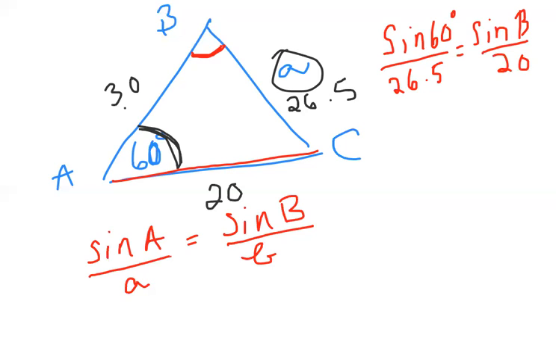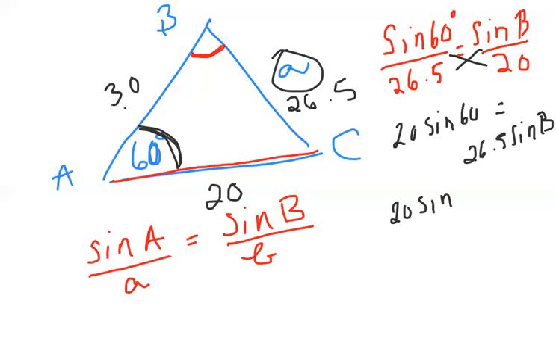Next, this is a proportion. To solve a proportion, you're going to cross multiply, okay? So what you end up with is 20 times sine of 60 is equal to 26.5 times sine of B. Now, in order to solve this, we're going to divide both sides by 26.5. So we're going to end up with 20 times sine of 60 over 26.5, and this will equal sine of B.